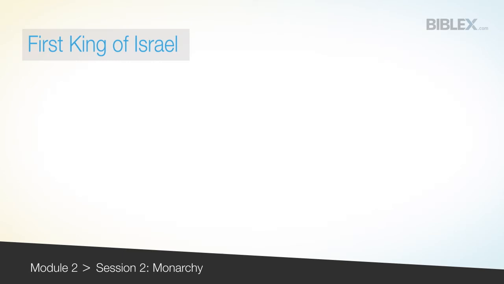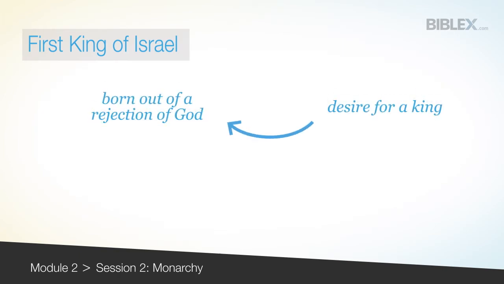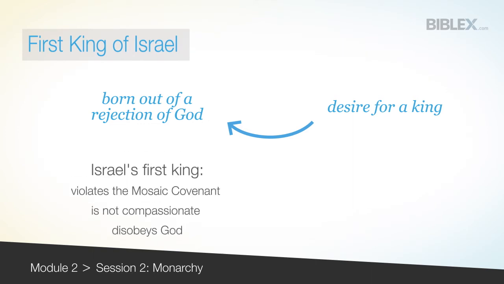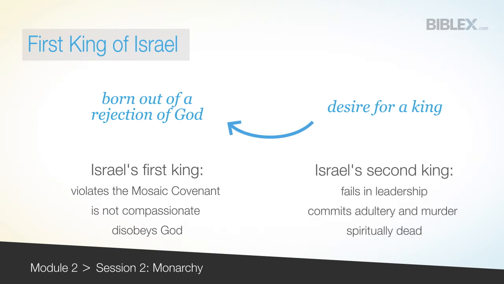Taken together, the book of Samuel does not just tell us the story of the origins of Israel's monarchy and Israel's first kings. It also gives us an evaluation of the first kings of Israel. You see this evaluation in the way the story is told. The desire for a king is born out of a rejection of God. Israel's first king violates the Mosaic covenant, is uncompassionate, and disobeys God. Israel's second king, while having more success, fails in his leadership responsibilities, commits adultery and murder, and is so spiritually dead that he cannot understand the message of the prophet of God.